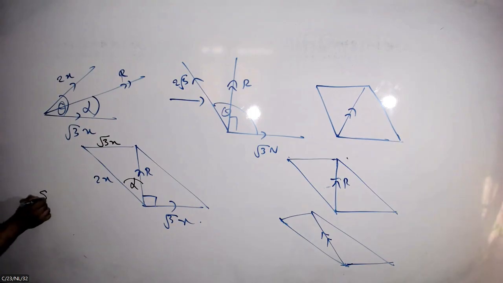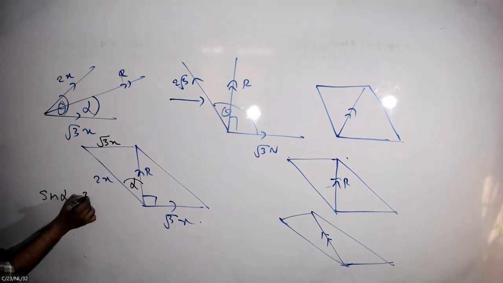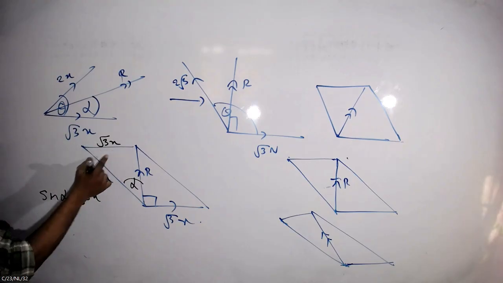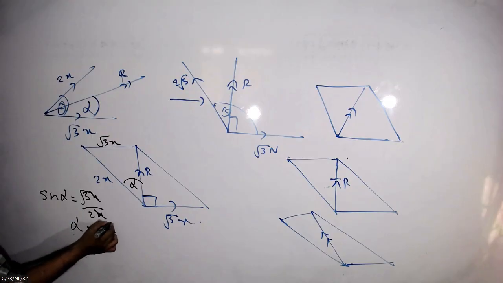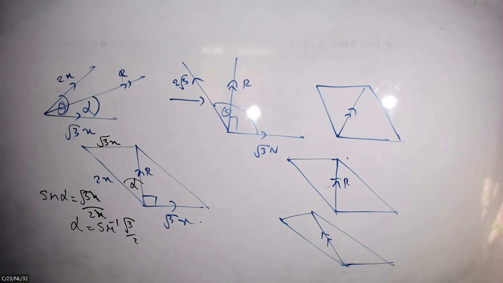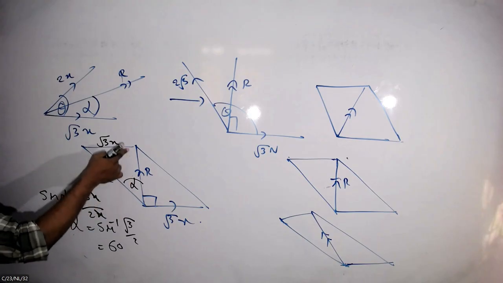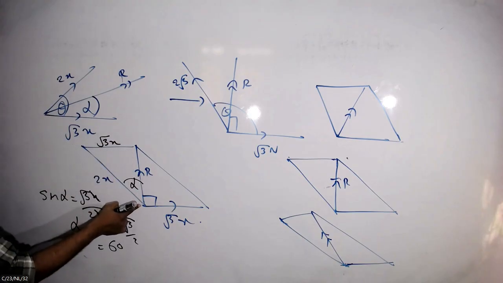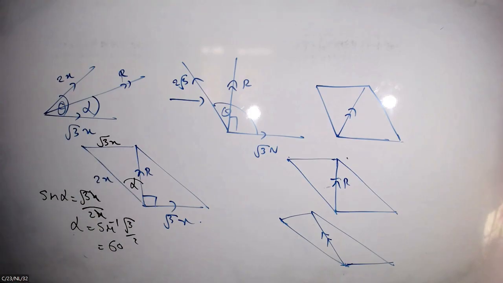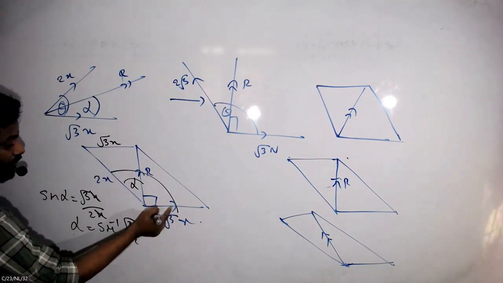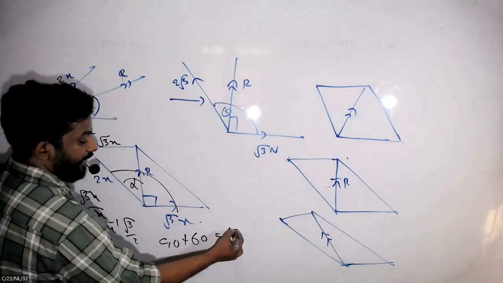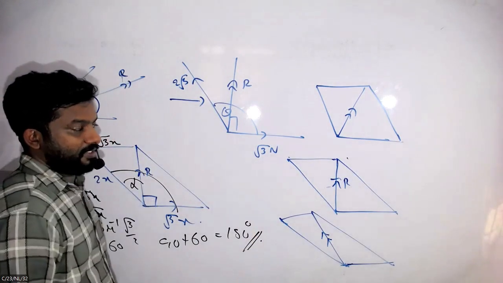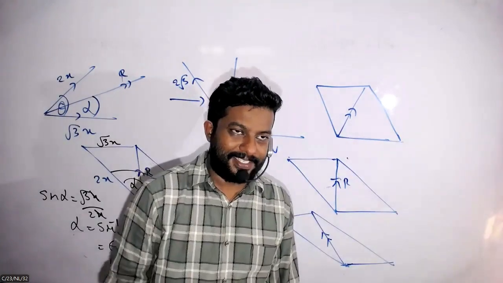You can apply the sine ratio. Sine alpha is equal to opposite root 3x over 2x. Then x and x cancel out. Alpha is equal to sine inverse root 3 over 2. Sine inverse root 3 over 2 is equal to 60 degree. That is, the angle between this vertical line and the 2x, the resultant, is 60 degree. Then the angle between the two vectors root 3x and 2x should be 90 plus 60, 150 degrees. Right? This one is the answer. Right, son. Let's see the next question.